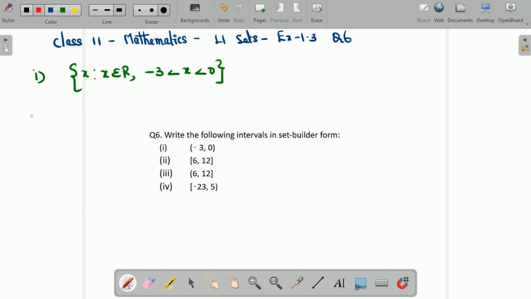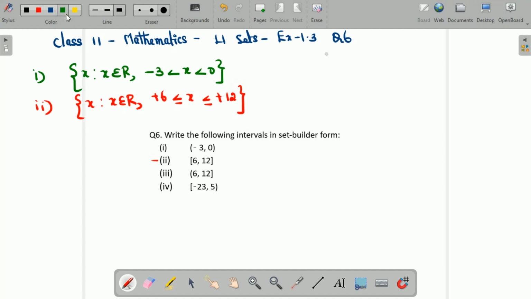Now let's take up the second one. In the second case, let's start with the set builder notation: x such that x belongs to R. Now they've given a square bracket between 6 and 12, which means both 6 and 12 are part of the range. So I'm going to say this is 6 less than or equal to x less than or equal to 12. So this is going to be the set builder notation for the second one.